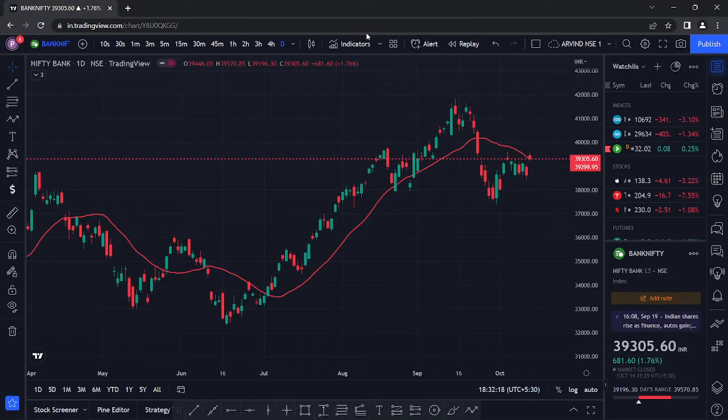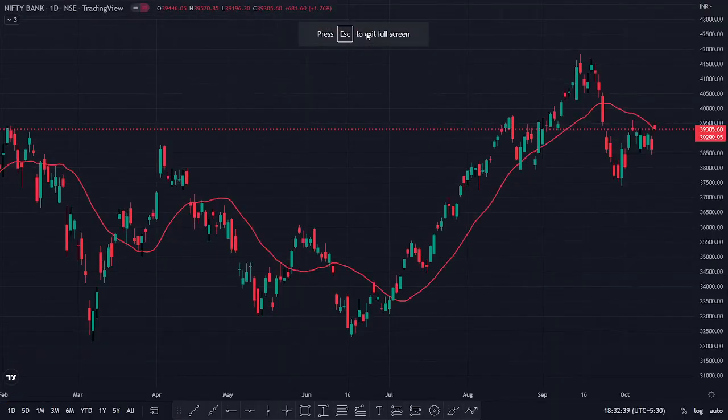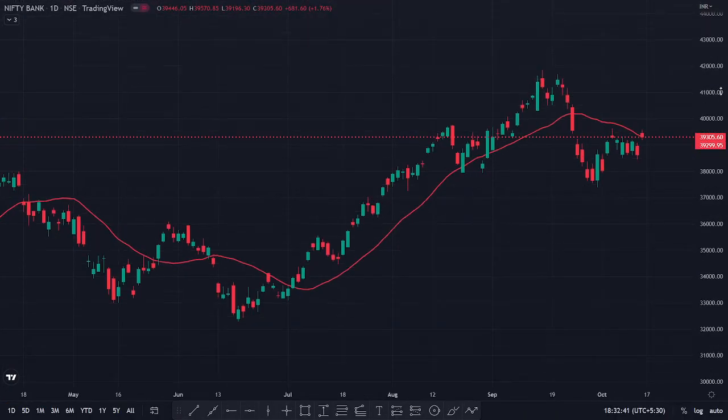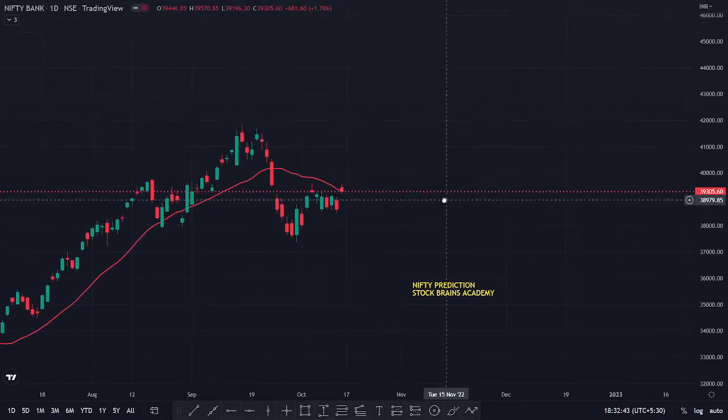Here you can see that we are in Bank Nifty, and in the last trading session, Bank Nifty closed at 39,305. Bank Nifty opened at 39,196.30, went to a high of 39,570, and eventually came to a close at 39,305. Of course, we are on the daily chart of Bank Nifty now, starting our analysis on a higher time frame, right?